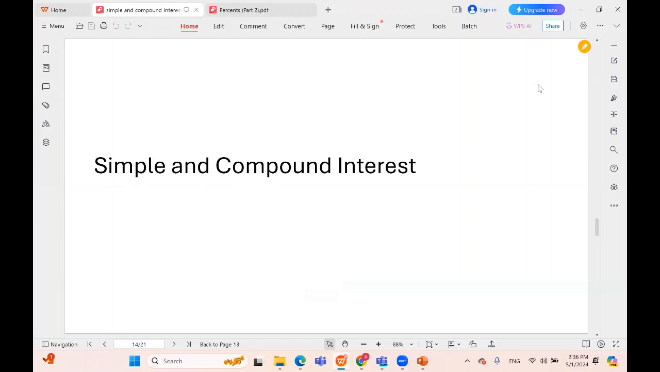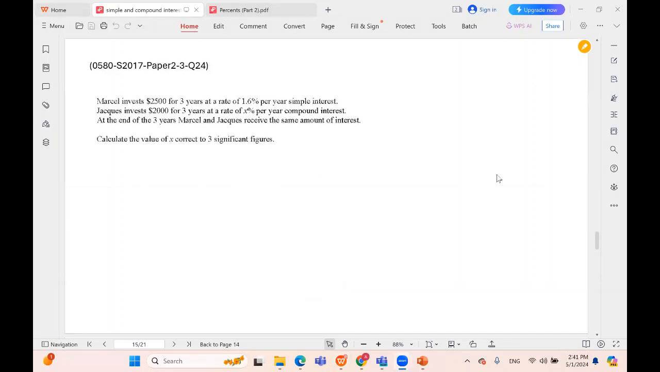So now we move on to problems involving simple and compound interest at the same time. Marcel invests $2,500 for 3 years at a rate of 1.6% per year simple interest. Jack invests $2,000 for 3 years at a rate of X% per year compound interest. At the end of the 3 years, Marcel and Jack receive the same amount of interest. Calculate the value of X.